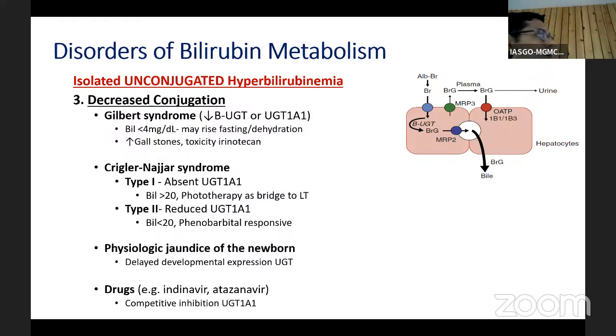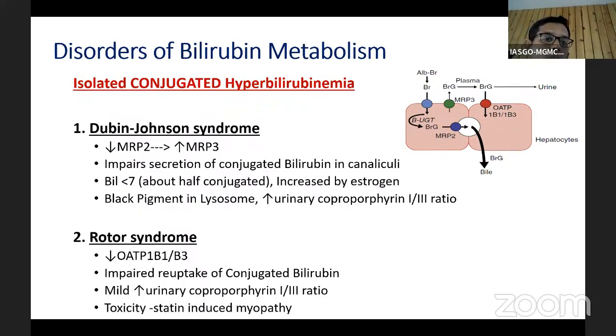Second, Crigler-Najjar syndrome type 1, there's absent UGT1A1 enzyme, causing a rise of bilirubin to more than 20, and phototherapy is used as a bridge to liver transplant. Type 2, there's only reduced activity of this enzyme, causing the bilirubin to rise less than 20, and phenobarbital-responsive jaundice is seen in these cases. Physiological jaundice of the newborn is caused by delayed developmental expression of UGT, and drugs like indinavir and atazanavir competitively inhibit UGT1A1.